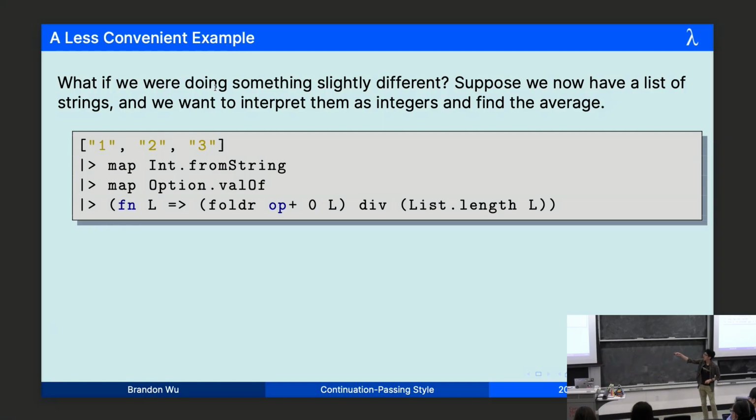I have this, then I do my map, then I do my map, and then here I do, what do? I have to go read the body of this, and I figure out, oh, it's a div, so I do the foldr, and then I do the length, and then I do the div. It's not clear. It's non-explicit, okay? When I write code like this, it's up to the order of operations of the SML compiler as to which operation happens first. I don't know which one of these happens first.